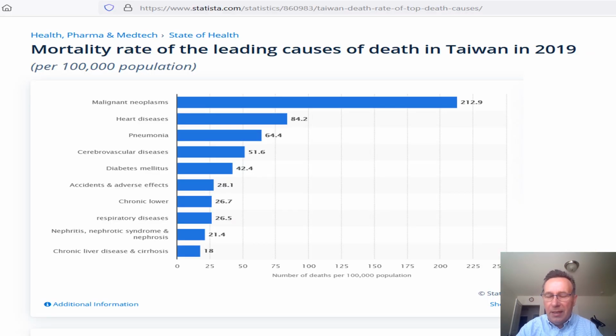Yet another slide with some statistics. Mortality rate of the leading causes of death in Taiwan. I know I have some Taiwanese students as well. Okay, and again, we have malignant neoplasms. That's another term for cancer, heart disease, okay, pneumonia, cerebrovascular disease, that means stroke, and so on and so on. These are again very similar to those that we find in other countries in the world, including the United States.